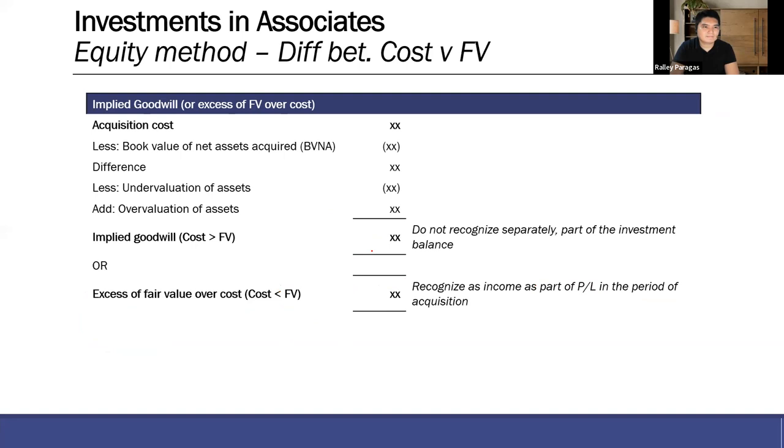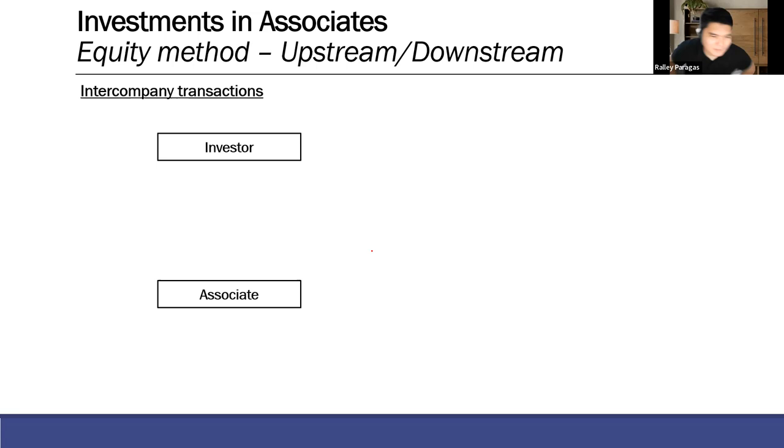Okay, last theoretical discussion tayo, then proceed tayo dun sa illustrative problem, and then maybe I think we can wrap up on that already. So sabi natin kanina, pwede rin magkaroon ng intercompany transactions, di ba? Yung ating investee at investor. So let's try to illustrate. Pwede maging downstream or upstream yan. So if you have the investor here and you have the associate here, pag nagbenta ng asset yung associate kay investor, that will basically be termed as an upstream transaction. The other way around, kapag nagbenta si investor kay associate, magiging downstream naman yan.